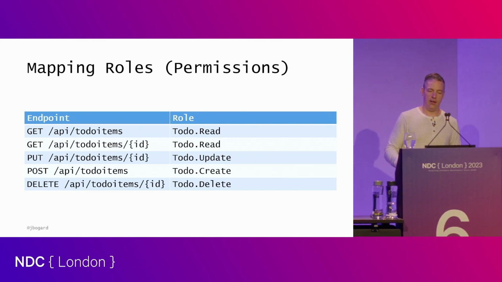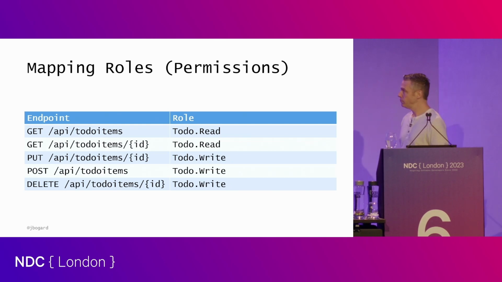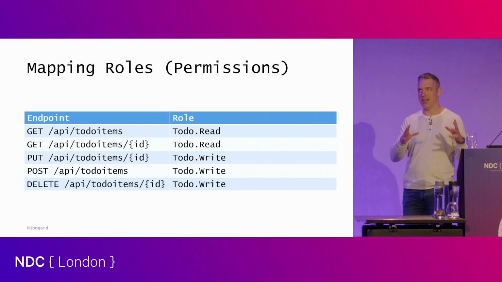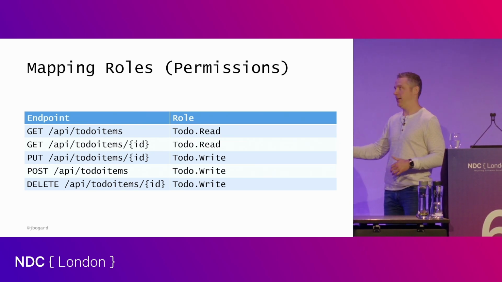So the other way to do it is to be a little bit more coarse-grained. We can do something like just read and write, to say I have some sets of applications that can read and write data, and other sets of applications that are only allowed to read data. We don't want to allow them to write that data.